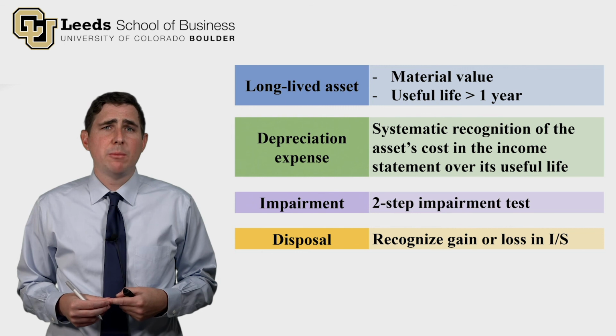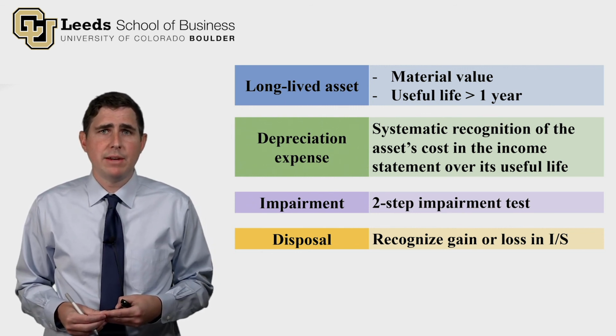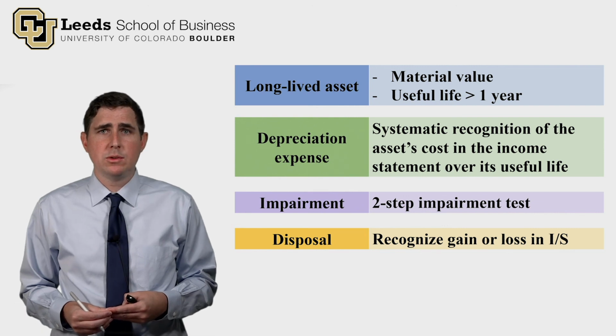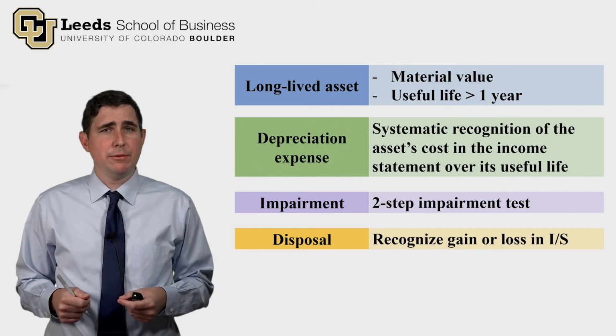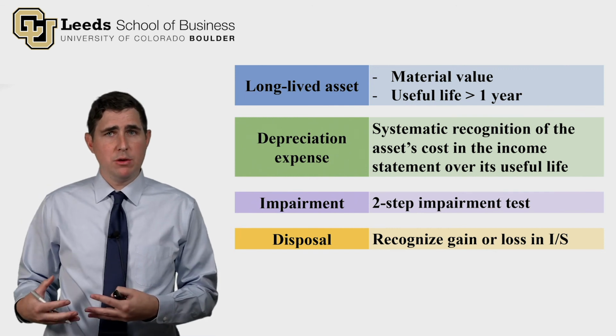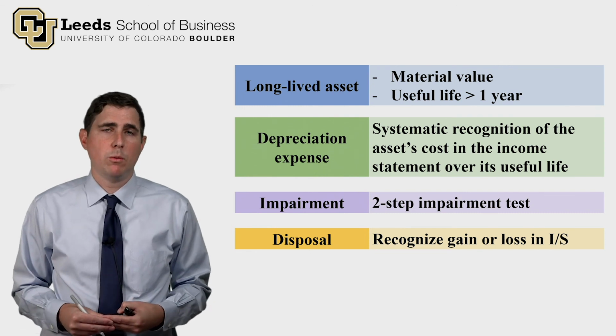We learned about the impairment test, which is a two-step impairment test for PP&E and other long-lived assets. So it's the PP&E two-step test. And we learned about disposals, how if you get a different amount of cash from what the book value of the asset is, you'll be recognizing a gain or a loss in the income statement when you do the disposal.